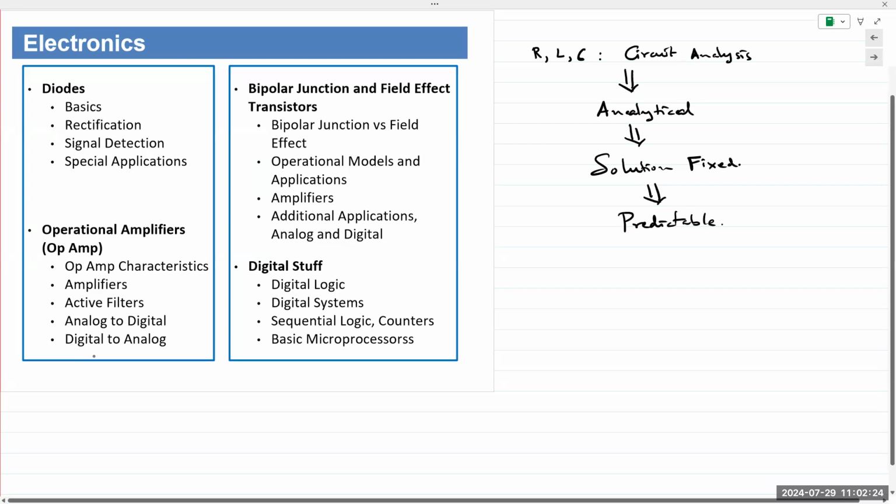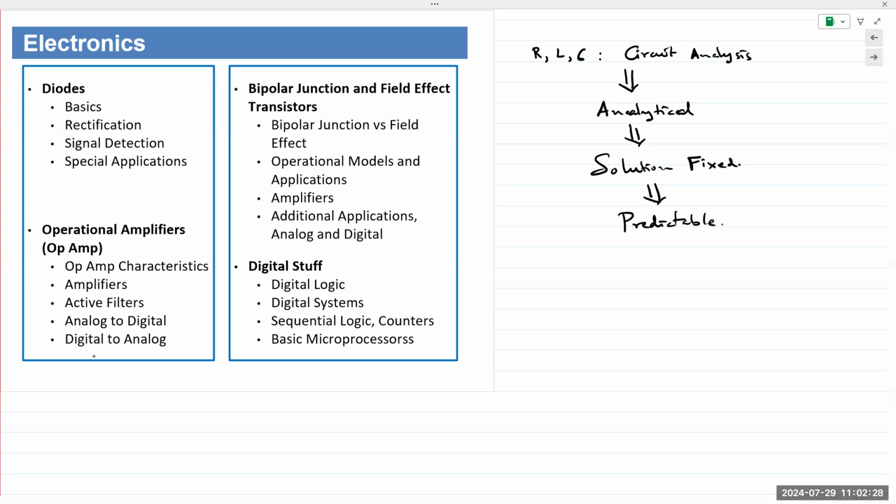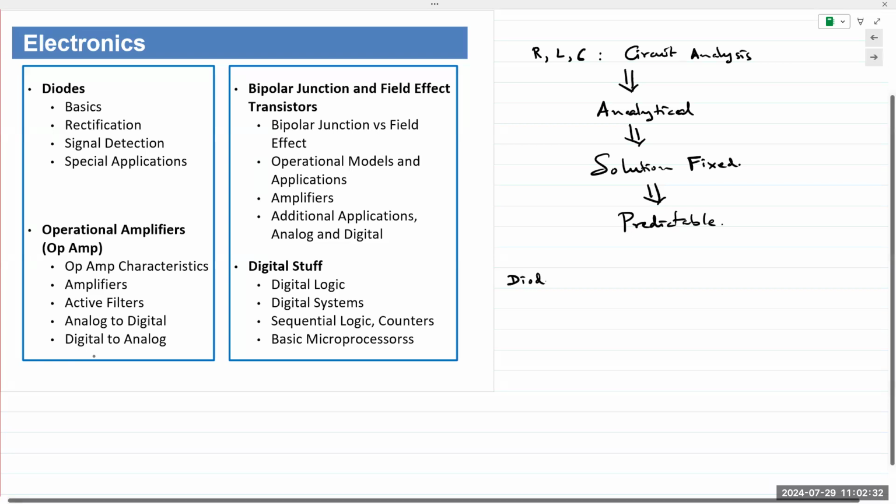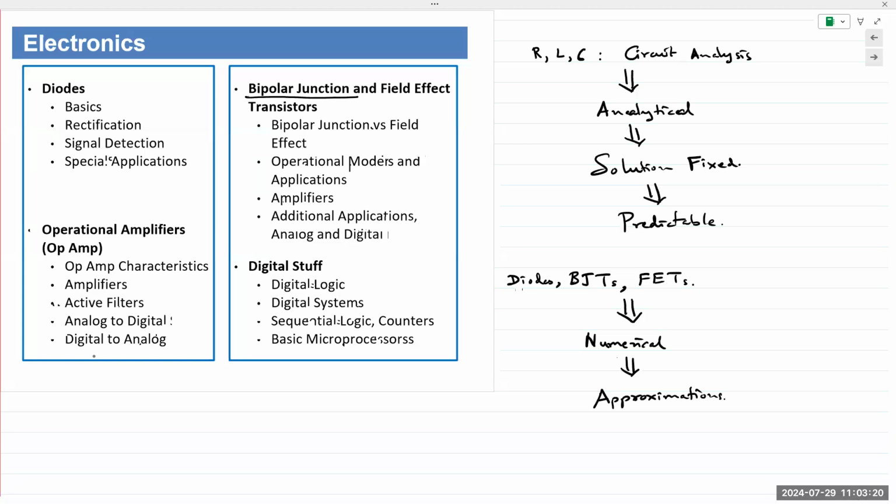And repeatable. But now we are going to study semiconductor devices, which is basically diodes, transistors, known as BJTs, and FETs, field effect transistors. These are non-linear devices, and the solutions for these systems are numerical, meaning they are not fixed, they are approximations. So we have to make certain assumptions, and then we can derive an approximate solution.